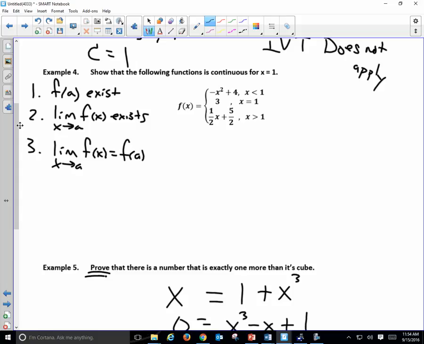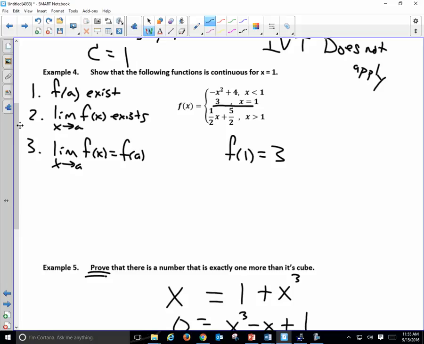And here we have a piecewise function. We want to prove continuity for x equals 1. Let's see if we can check off the first box. Does f of 1 exist? If you plug in 1, what do you get? Yeah, this tells me I get 3.